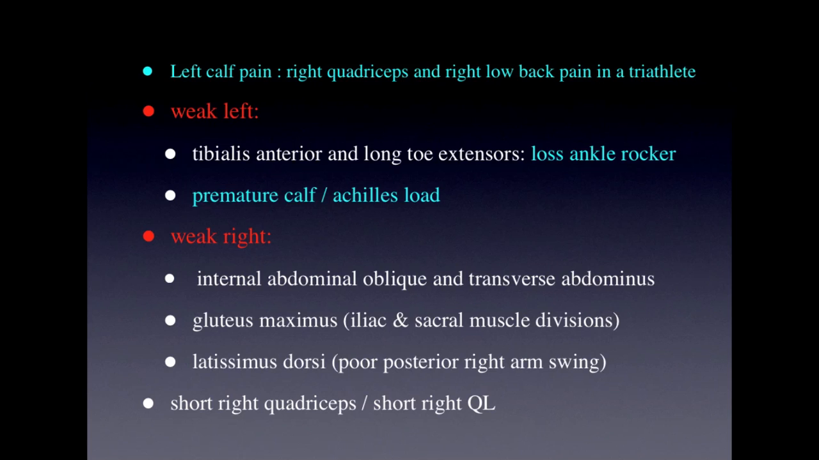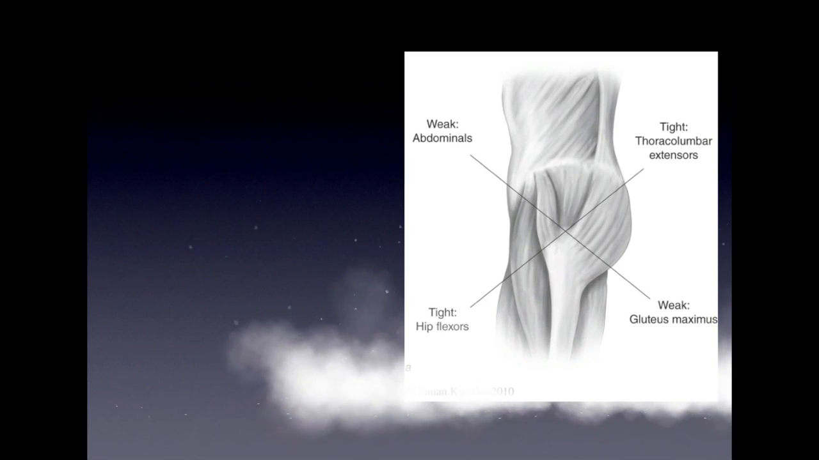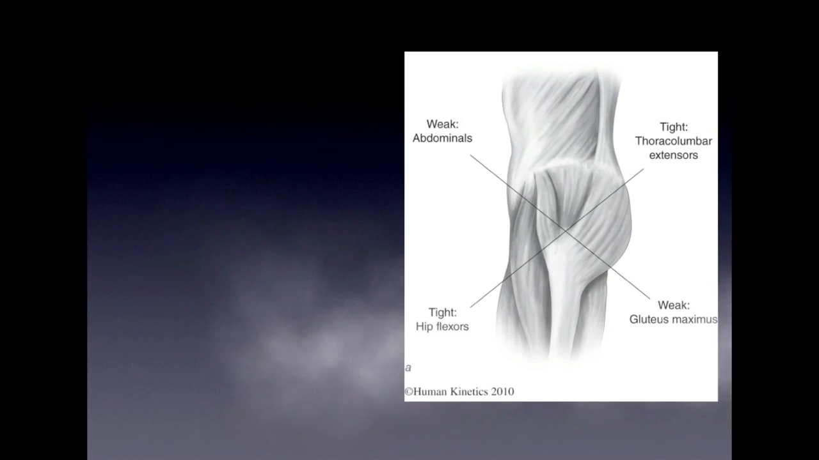So we saw something in the anterior side of the body that was short and something in the posterior side of the body. Well, this is a clinical syndrome that many of you may have seen before, and it's referred to as lower cross syndrome. And we can see in this diagram weak abdominals and weak gluteus maximus are on one end of the cross, and tight hip flexors, quadriceps, etc., and tight paraspinal muscles are on the other end of the cross. And when we get this, we see a functional pathology through the lumbopelvic stability.